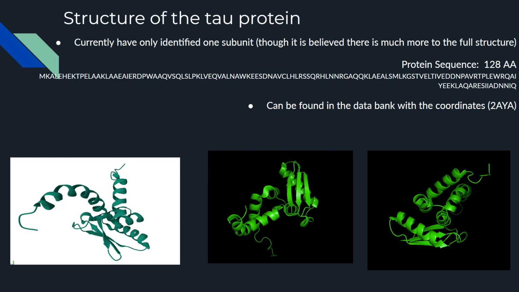So the simple beginnings of the structure of the protein, the primary sequence is 128 amino acids. You can see the sequence here on the screen. Currently, they've only identified one subunit, and this goes to the point, which we'll also touch on later, about it being a larger protein. We know it's much larger. We just haven't identified the sequence of those other pieces, those other subunits yet. It can be found in the data bank with the coordinates 2AYA.